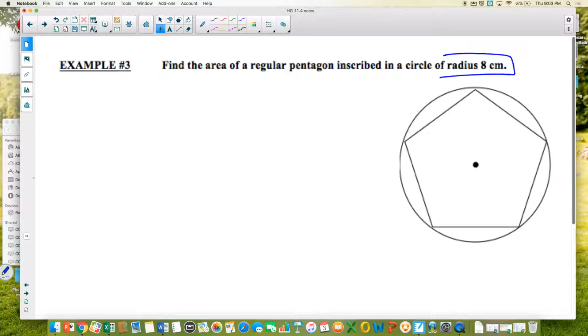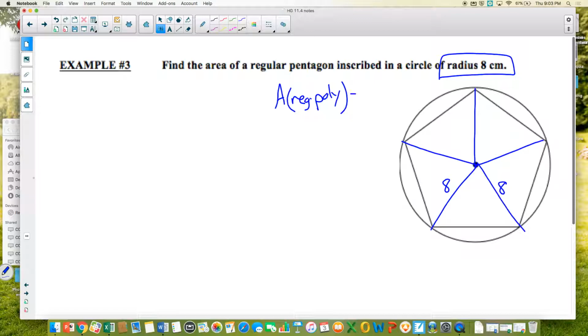This time we know what the radius is. So we sketch all the radii. All of these things are the same length. All of these radii are 8. Okay. Again, the area of a regular polygon is 1/2 times the apothem times the perimeter. And we don't know any of this. We have to use this radius to find that.